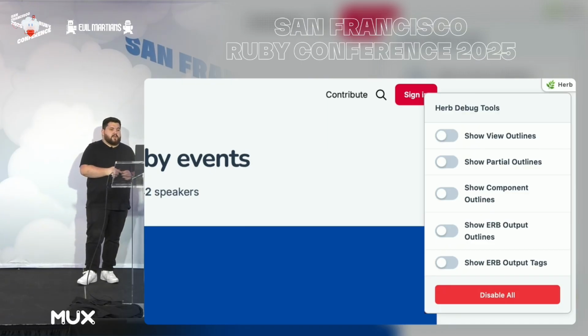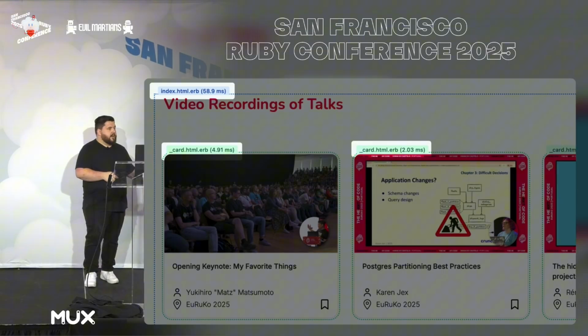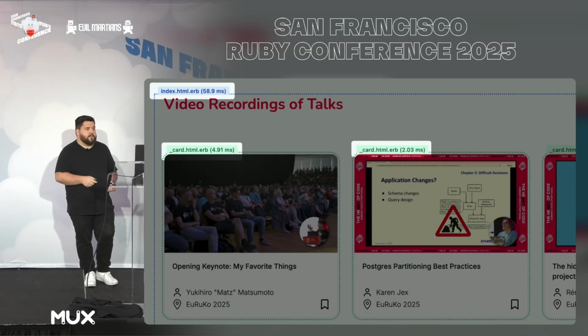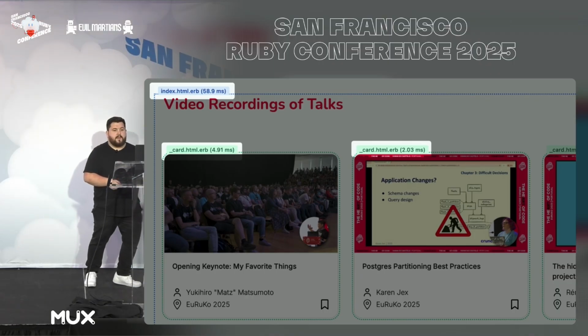And in the future, we might also be able to enhance it for Rails specifically to also show you how long it took to render a certain part of the page, how long this partial took to render, visually in the browser.